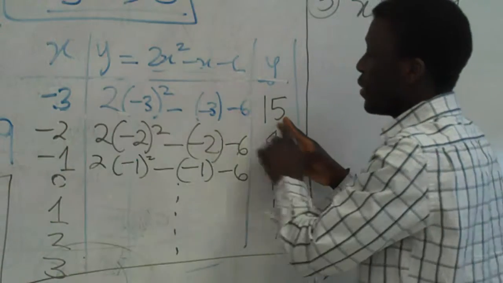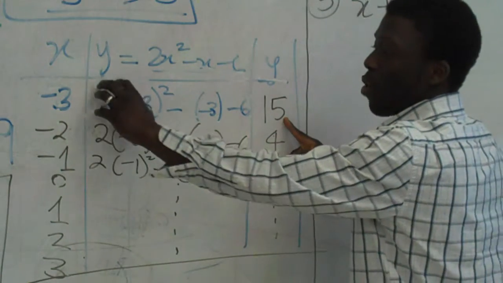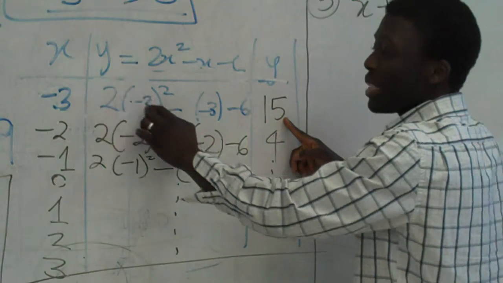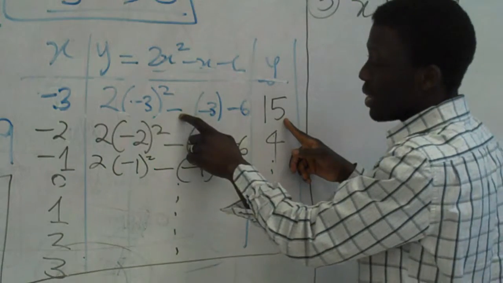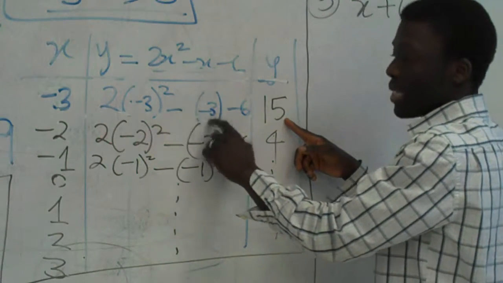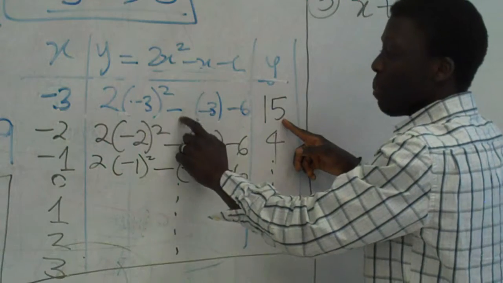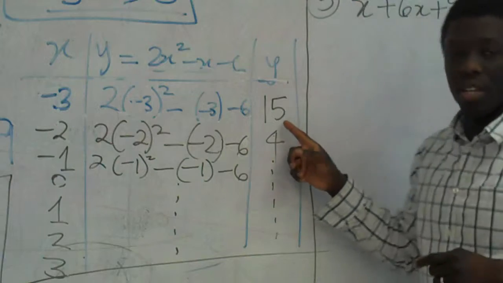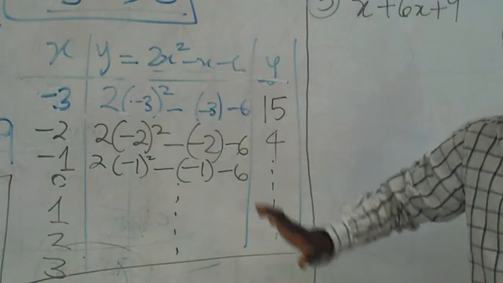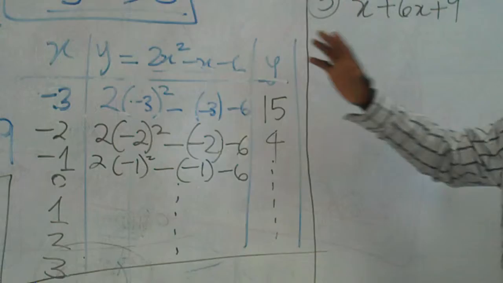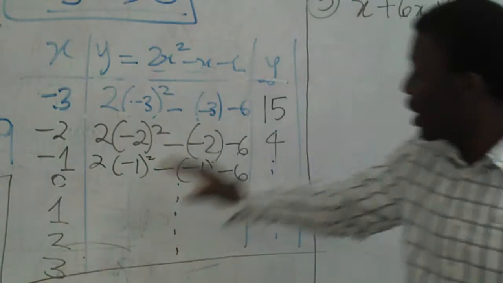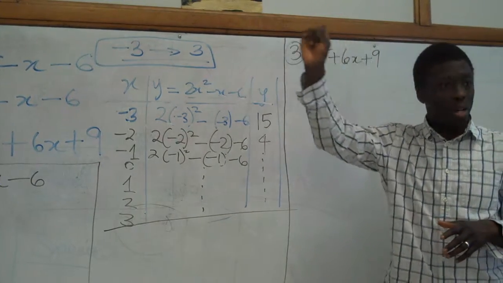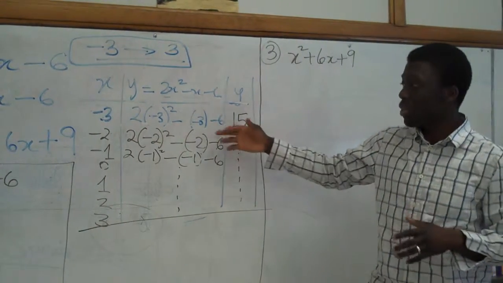For the first one, we got 15. So 2, multiplied by, first of all, we deal with minus 3 squared, which is 9. 2 times 9 is 18, minus minus 3, which is minus times minus is plus. So 18 plus 3, and then minus 6 will give us 15. That's the method we use for anything we're trying to graph. And then after you do that, you get your x values, you get your y values, you go on your graph, your y coordinates, x coordinates, look for those points, and then connect those points. That's how you deal with this graph.